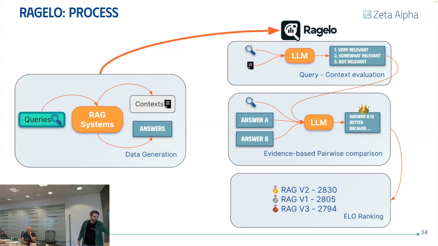So I don't know, in this case, say the score is 2830, and then the other one is 2845. And then the higher the score, the better it is, in general. So this is what we were kind of thinking.